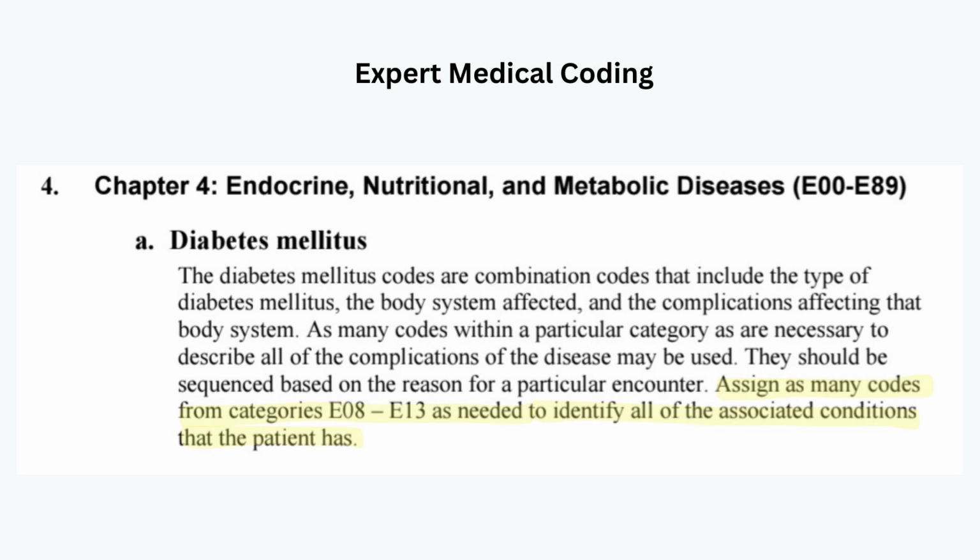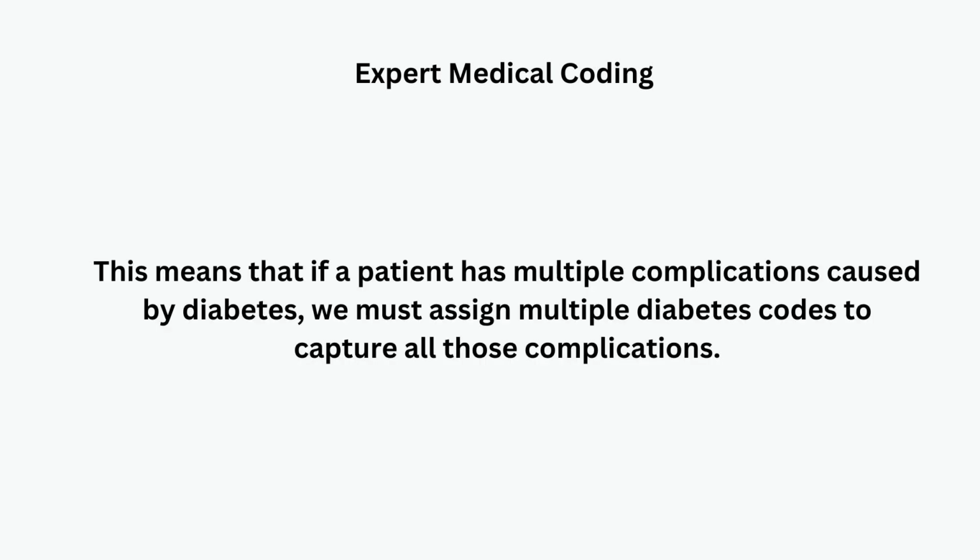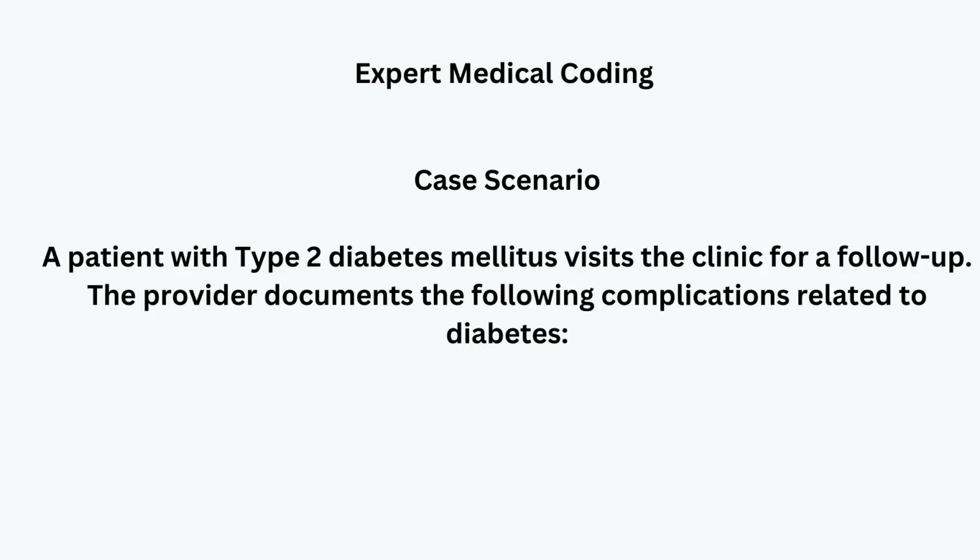Now let's see the last line of the guideline that says assign as many codes from categories E08 to E13 as needed to identify all of the associated conditions that the patient has. This means that if a patient has multiple complications caused by diabetes, we must assign multiple diabetes codes to capture all those complications. Let us see one example scenario here.